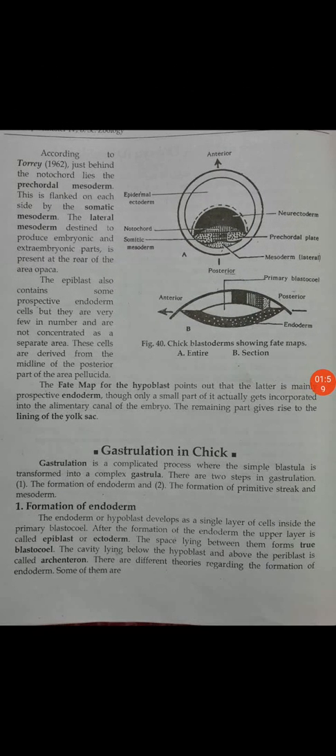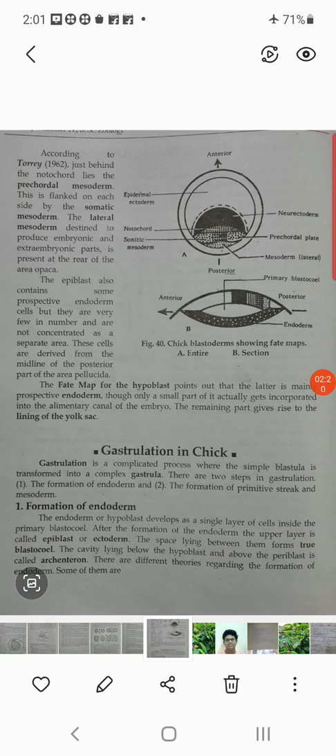First of all, in the gastrulation process, two major things are there: the formation of endoderm, and the formation of primitive streak and mesoderm. So actually, the three germ layers are there: ectoderm, endoderm, and mesoderm. In the blastula, the ectoderm is formed. Then in the gastrula, the endoderm is formed, and next the primitive streak and the mesoderm.